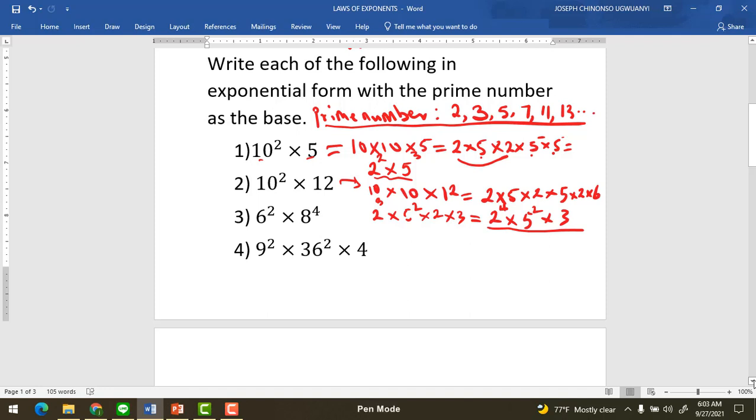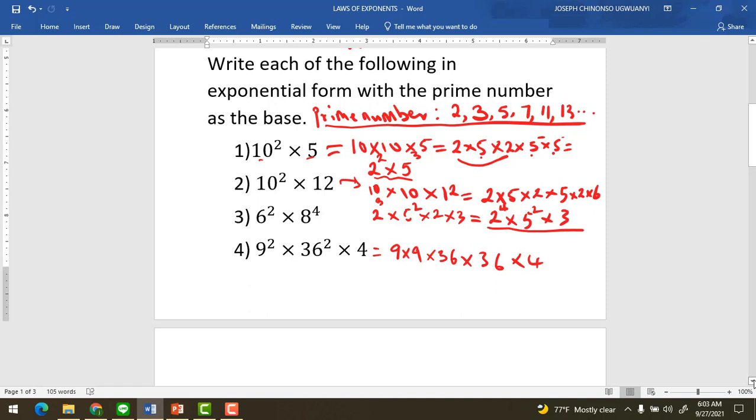Okay, so the last one is 9 exponent 2. That means 9 times 9. 36 exponent 2. This is 36 times 36. Then times 4. 4 is 2 times 2. So here we have 9. This is 3. Okay, let's start from here so that we have enough space.